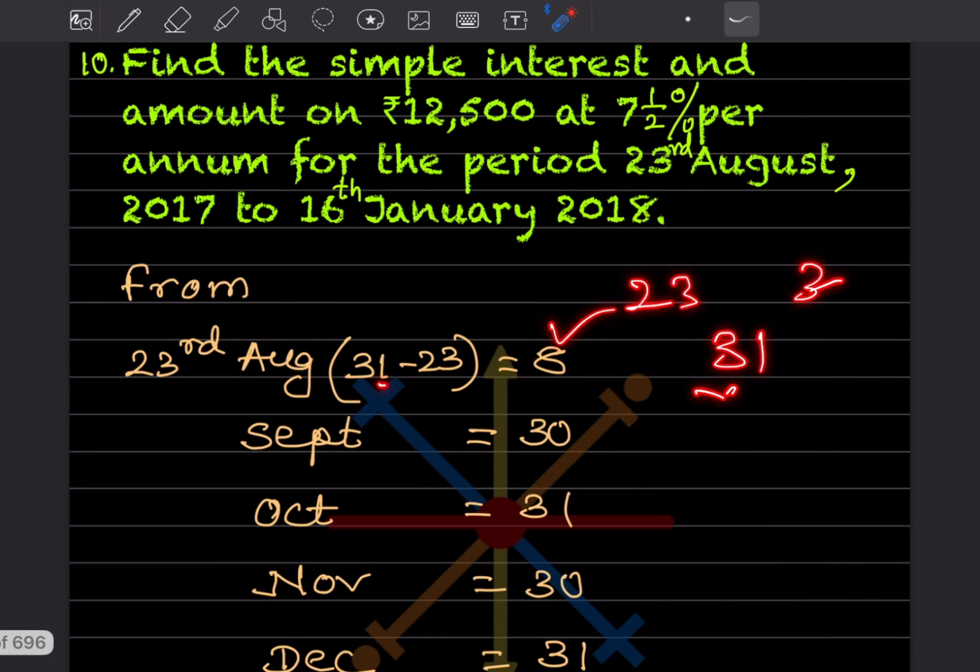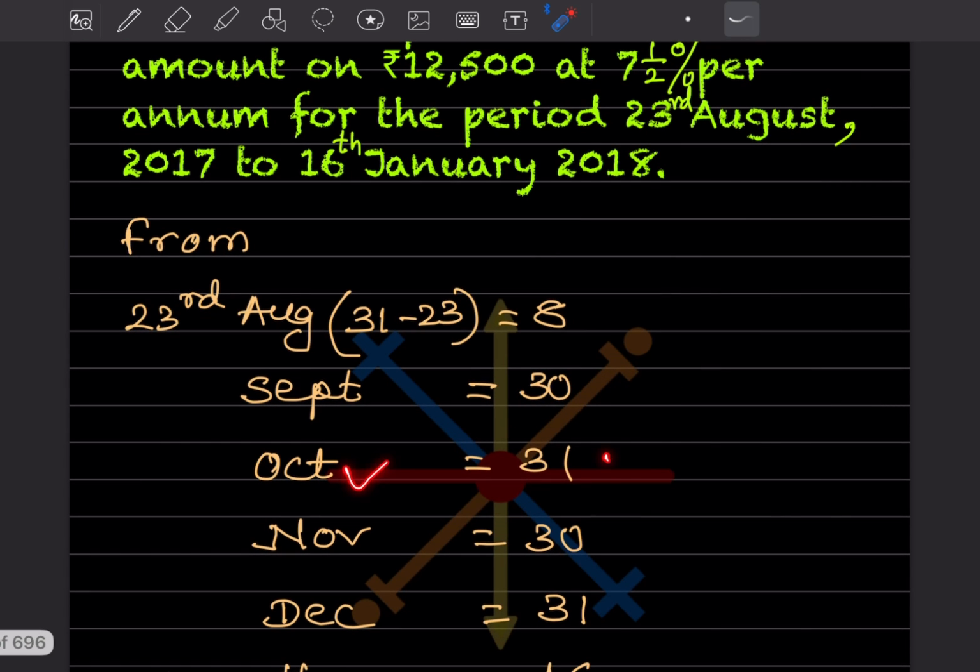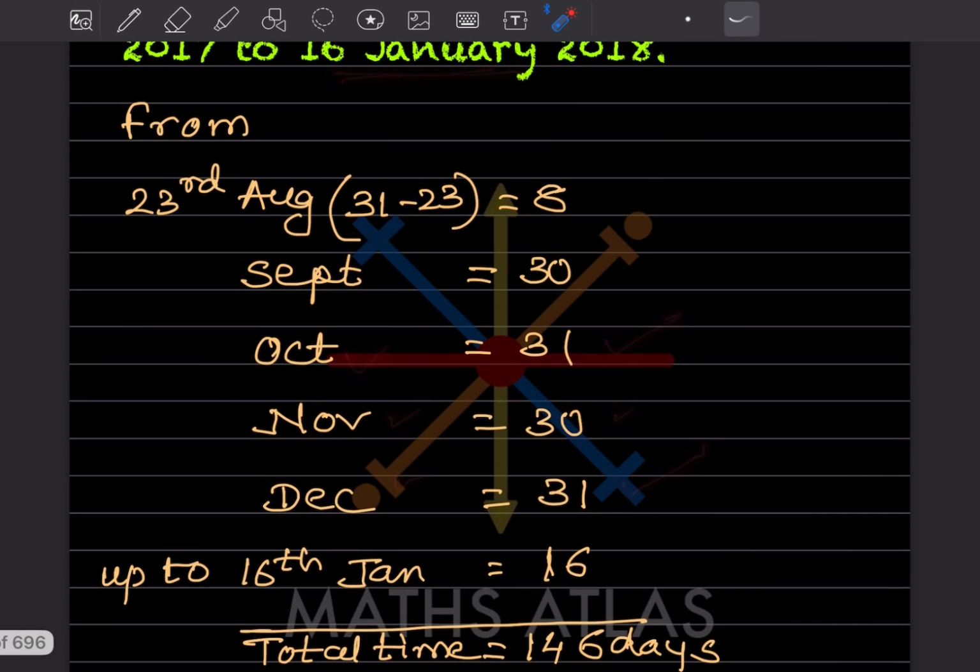That is going to be 8. In September, we have 30 days. October, we have 31 days. November, we have 30 days. December, we have 31 days. So now we have to see till January. So now up to 16 January. So up to 16 January means these are going to be 16 days.